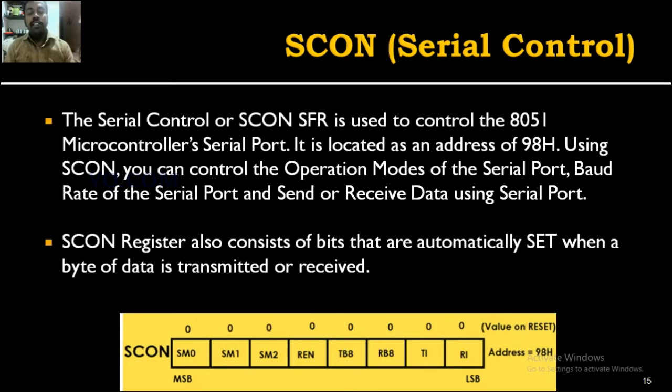It is located at the address 98H. Using the SCON you can control the operation modes of the serial port, the baud rate of the signal, and sending and receiving data using the serial port. So we can use different baud rates. Then the serial port interrupts, that is the transmitter interrupt and receiver interrupt, and the serial port mode. These are controlled by this SCON register.